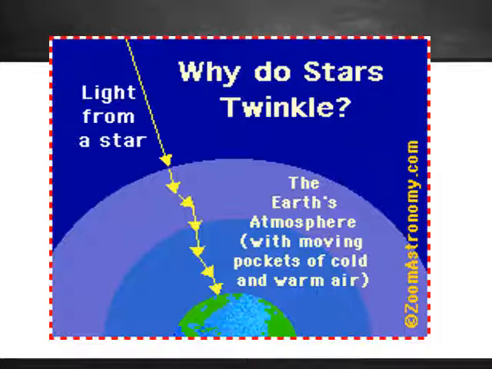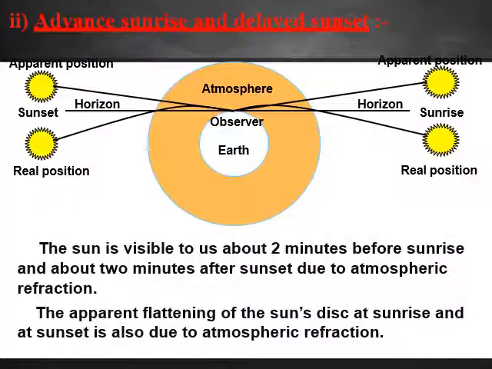Light from a star enters the earth's atmosphere with moving pockets of cold and warm air. Advanced sunrise and delayed sunset. The sun is visible to us about 2 minutes before sunrise and about 2 minutes after sunset due to atmospheric refraction. The apparent flattening of the sun's disk at sunrise and at sunset is also due to atmospheric refraction.